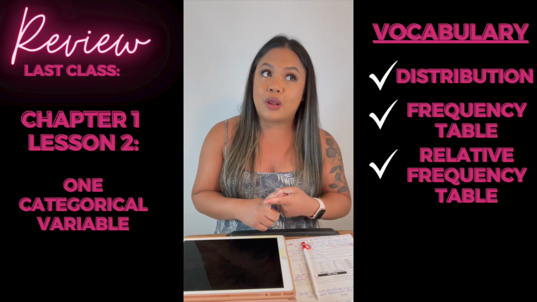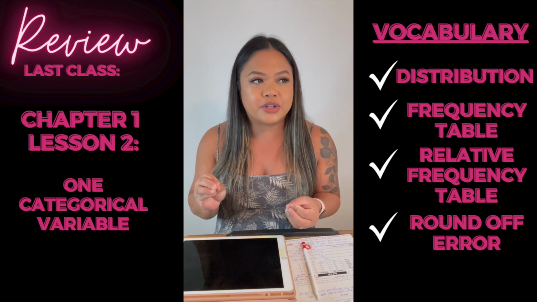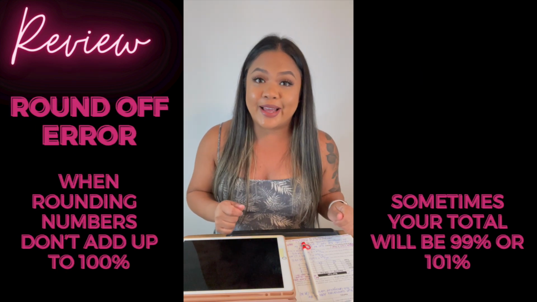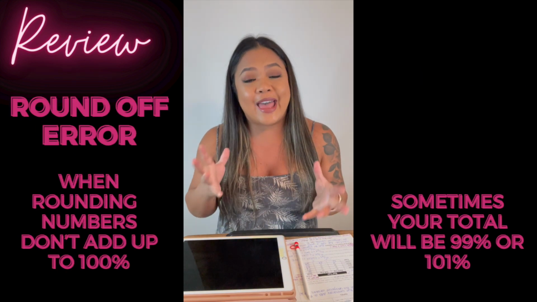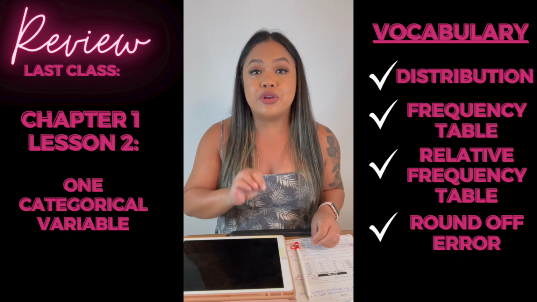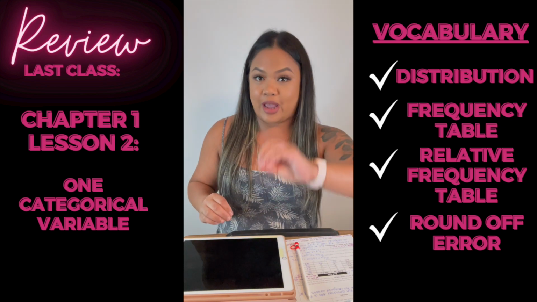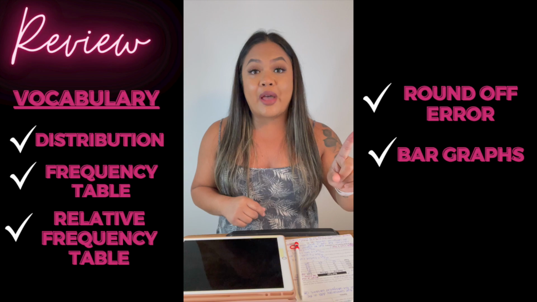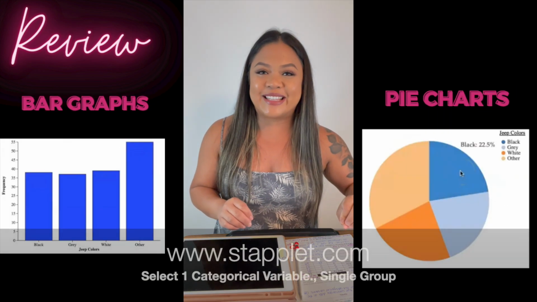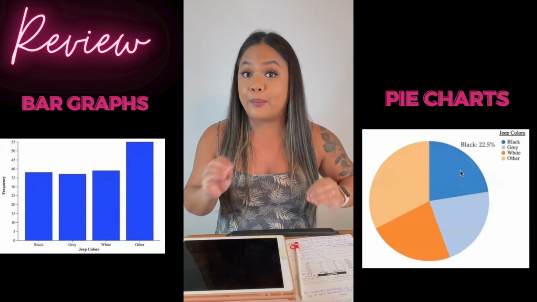We talked about possibly seeing round off error. So when we round off some of our numbers, it may or may not add up to 100%. Sometimes you'll get 99%, sometimes you'll get 101%, and that is what round off error is. And then we went over 2 different graphs that you can use to display categorical variables, right? This is not for quantitative, this is for categorical, and that was bar graphs and pie charts. We did this by hand, and we also went to the Statlet website, inputted the data in there, and then it showed us a beautiful bar graph and a pie chart as well.